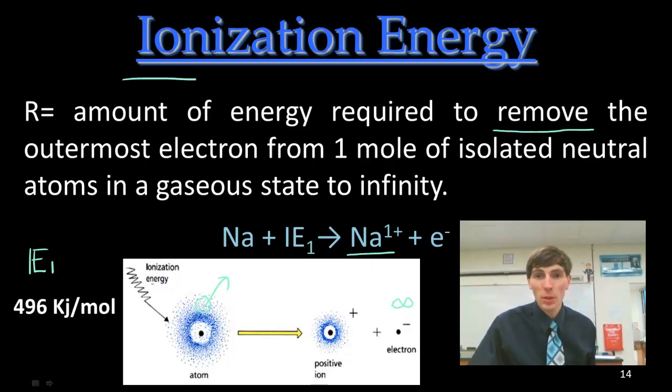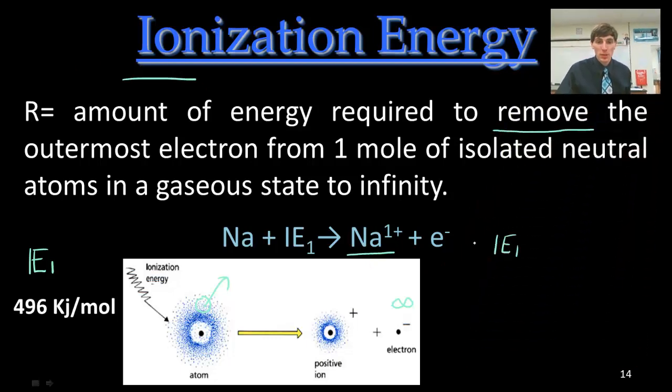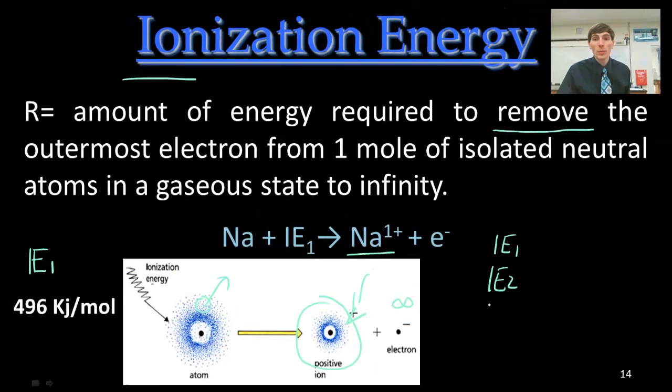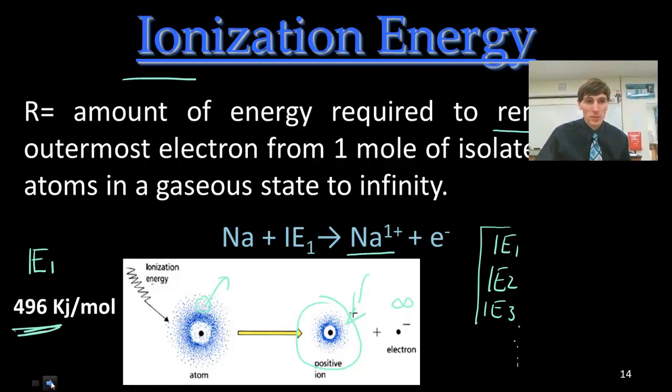So we would call that IE1. That would be our first electron that we removed. If I wanted to take another electron away from this positive ion, we would call that IE2. If I wanted to remove a third electron, we call that IE3, and so on and so forth. So now that we know what ionization energy is, and what these little symbols mean, IE1, IE2, IE3, we're going to look at what actually happens to this amount of energy as I continue to remove electrons.